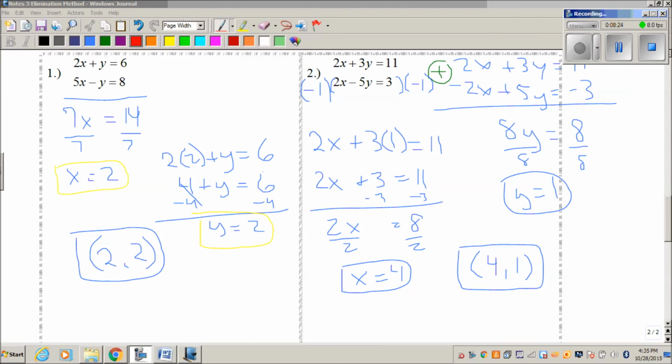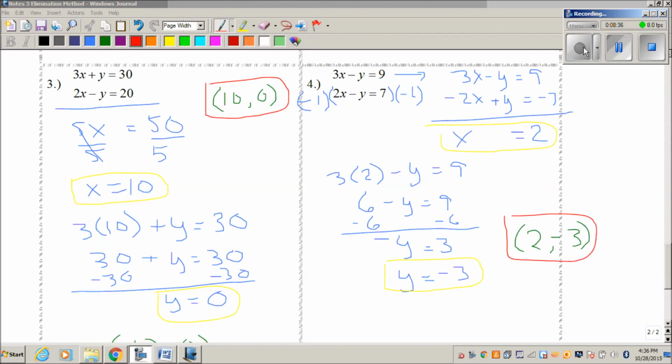Okay, so let's check your answers. In question number 1, the solution should have been (2, 2). And I showed my work here. If you need to press pause to look at it, please do so. Then for question number 3, the solution should have been (10, 0). x equals 10, y equals 0. And then on question 4, the solution is (2, -3).